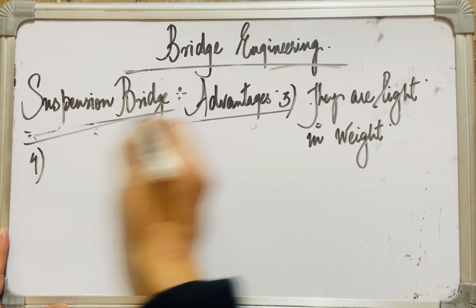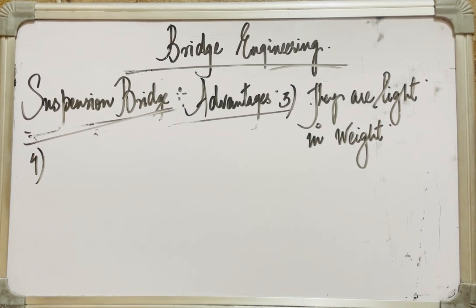Fourth advantage, they can be constructed for long spans exceeding 600 meters and can be considered as competitive for spans up to 300 meters.